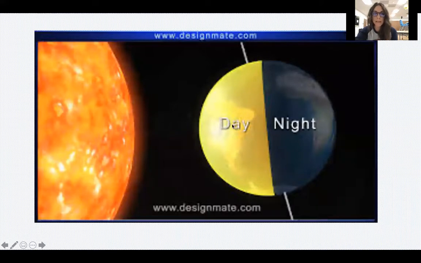Here's the sun. Here is half of the Earth that is facing the sun. So it is daytime for this half of the Earth. This side of the Earth is facing away from the sun, so it's nighttime for them. But since the Earth is constantly rotating, eventually it will switch and it will become nighttime for this side and daytime for this side.